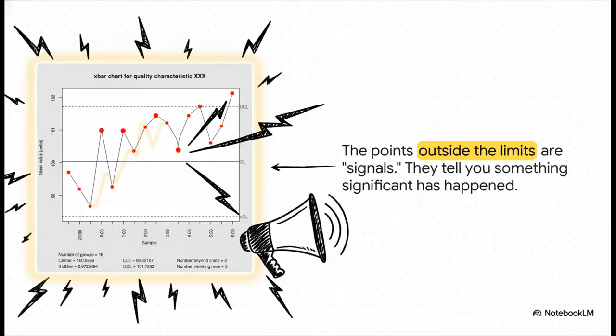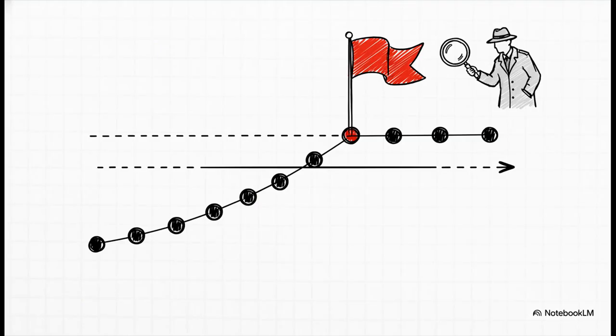Okay, let's go back to our chart. See those couple of points that fall way outside the dashed lines? Those are the signals. That's not just random chance. The chart is basically screaming at you that something unusual, something statistically significant, happened at those specific moments. Think of it like this. A point outside the limits is a flag. It's an objective, data-driven sign that your process is now out of control.